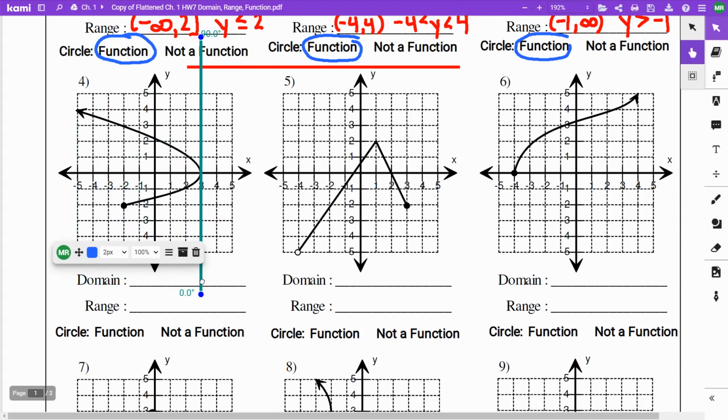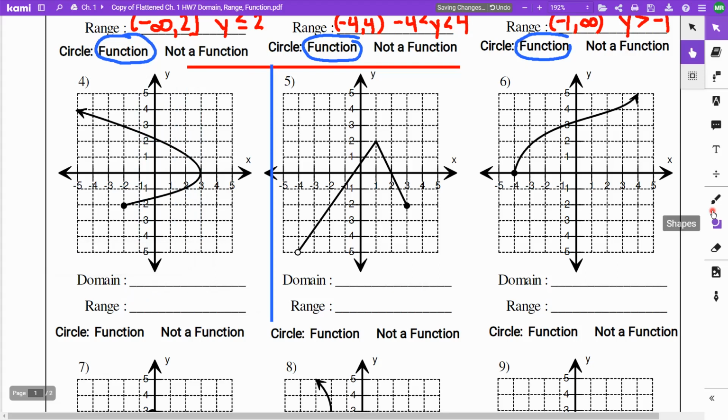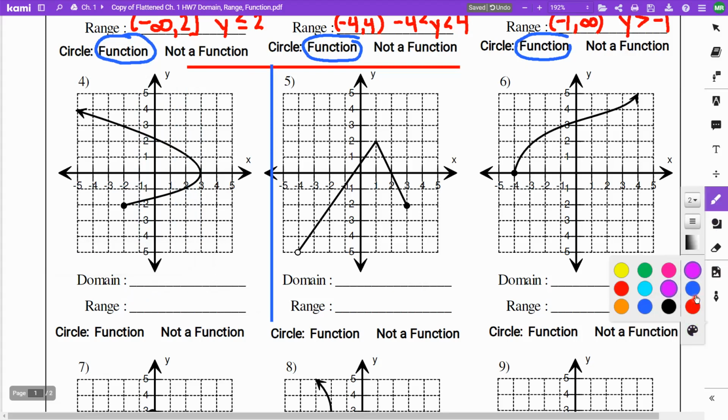Okay. And as I'm going across, you also see there's a lot of spots where that line is crossing the graph at 2 spots. So this is not going to be a function. So this is going to go from -infinity up to 3 with a closed bracket. And that would be x is less than or equal to 3. And we saw that this one is not a function.